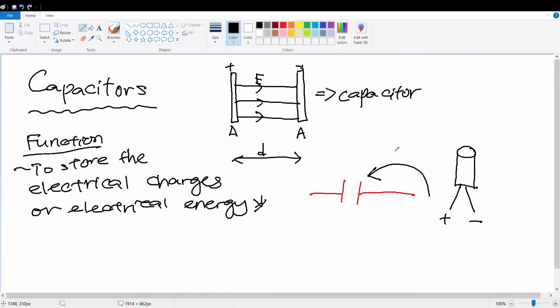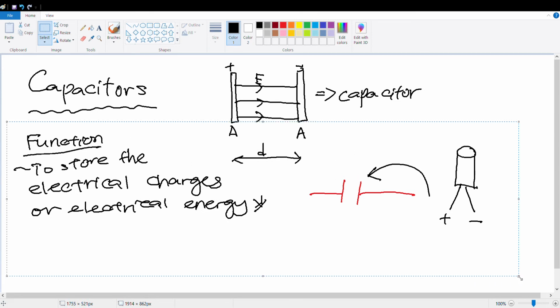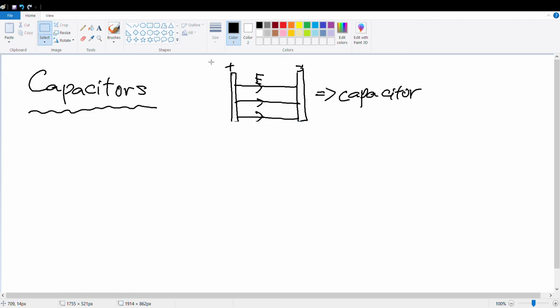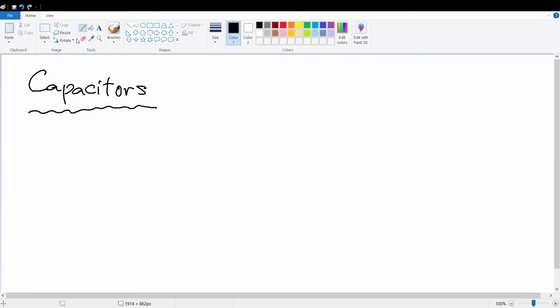Okay, so let's just move on to the next part. Let me erase this one. Alright, let me see what else. Alright, so let's just proceed to the properties of the capacitor.